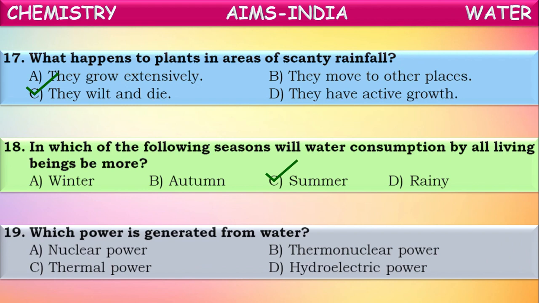Which power is generated from water? Yes, even from water, electric power is generated. That electric power generated from water is called hydroelectric power. Hydro means water here. So the electric power which is generated from water is called hydroelectric power.